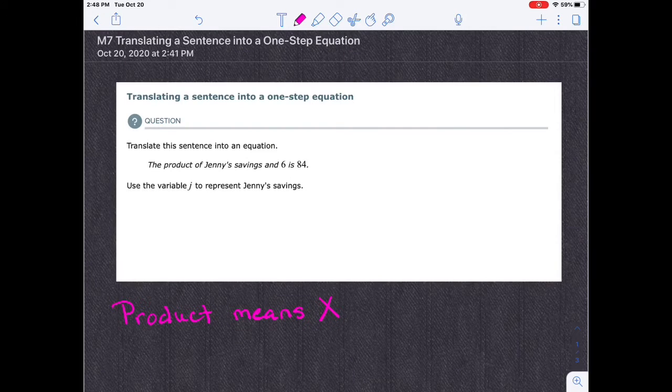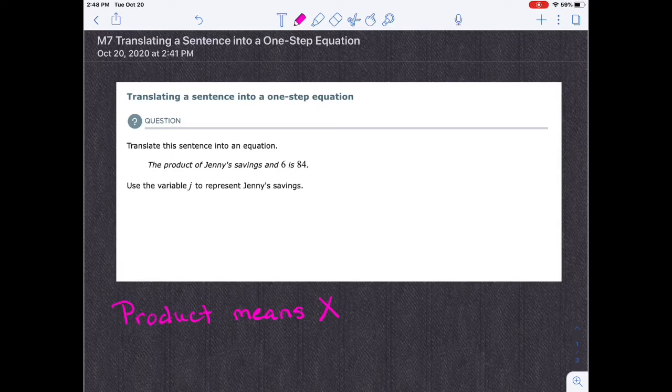Hi guys, let's talk about translating a sentence into a one-step equation. Literally, we're translating English into math language. And as much as possible, we'll keep it in the same order that it comes in, but sometimes we just have to make it make sense. And we'll talk about a couple of words that you need to know how to translate.